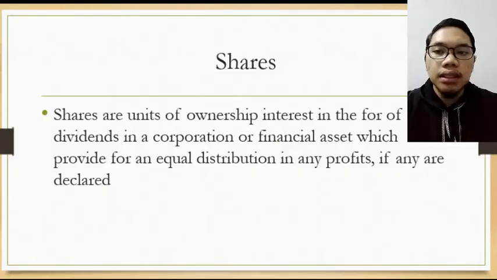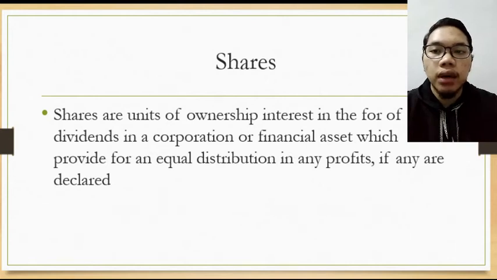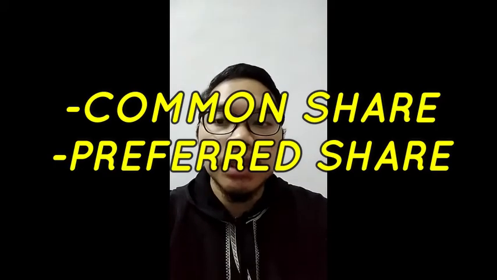The next term is shares. Shares are the unit of ownership interest in the form of dividends in any corporation or financial asset which provide for an equal distribution in any profits, if any are declared. Common shares and preferred shares are two principal types of shares. Most companies issue common stock. Shareholders can benefit from the stock through appreciation and dividends, making common stock riskier than preferred stocks.